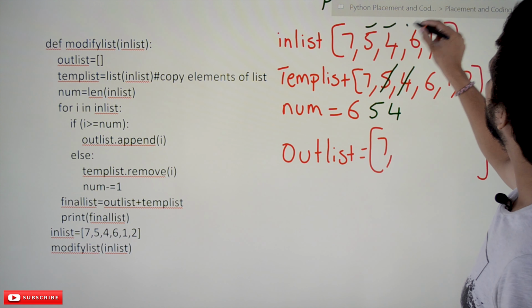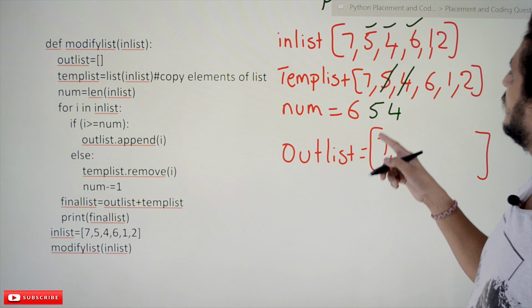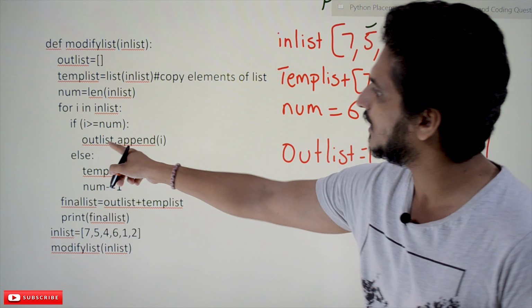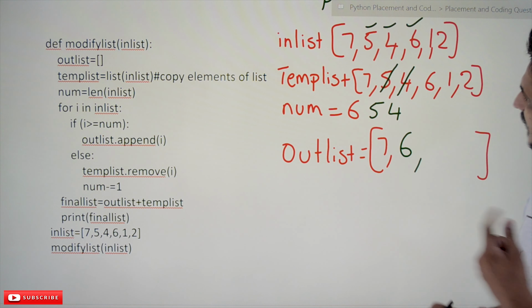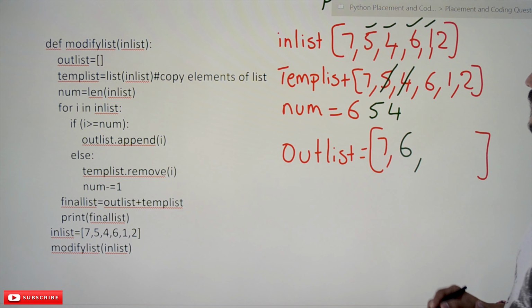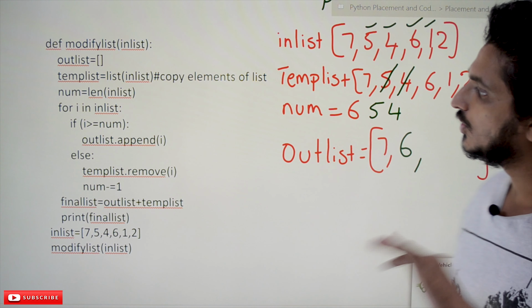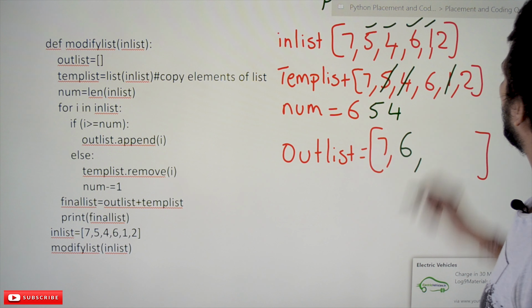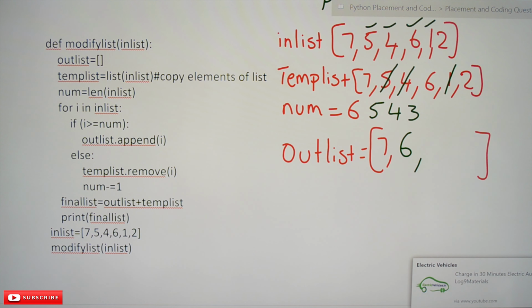Again they will take 6 from the list. I greater than or equal to num, 6 greater than or equal to 4, yes, it is correct. They are appending it to the out list, 7 6. Next again they are taking 1 from the list. 1 greater than or equal to 4, no, it is going to the else part. They are going to remove this 1 and they are going to reduce this to 3.